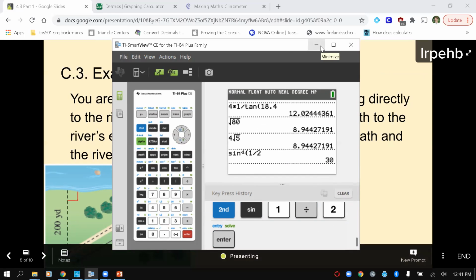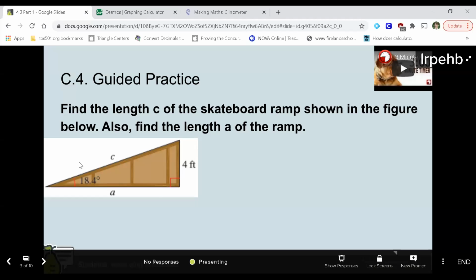All right. So the last thing we're going to do today is problems for you to try. For this triangle, find the value of A and C for this skateboard ramp. C is the length of the actual ramp, and A is how long the ramp is horizontally. With an angle of 18.4 degrees, this side of your right triangle is 4. I'll give you 3 minutes. Then we'll go over it.